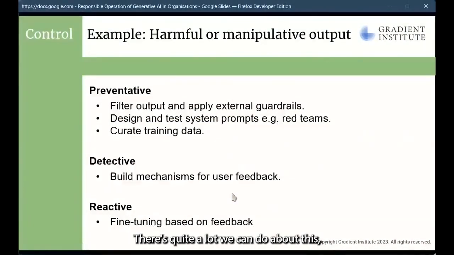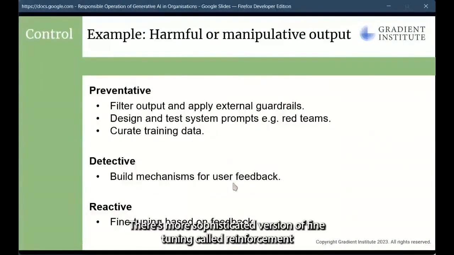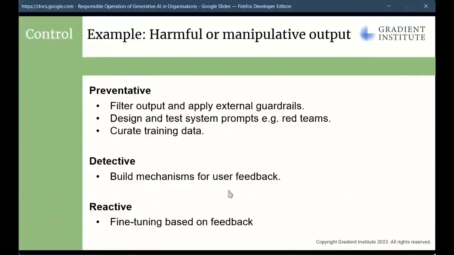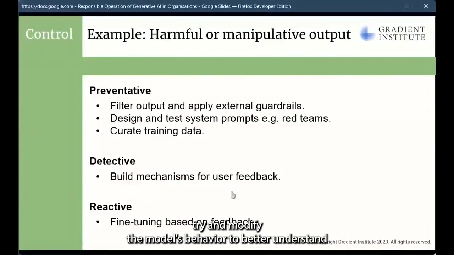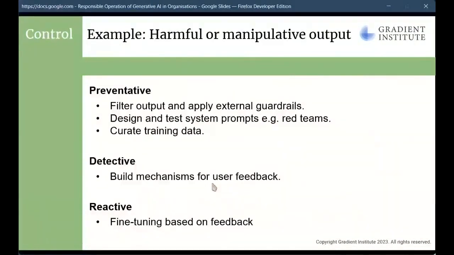There's quite a lot we can do about this. And people like OpenAI are already implementing strong controls to that end. We can fine-tune the model in order to try and remove some of that harmful behavior. There's a more sophisticated version of fine-tuning called reinforcement learning from human feedback that can also be used to try and modify the model's behavior to better understand what hateful content is and what isn't acceptable.